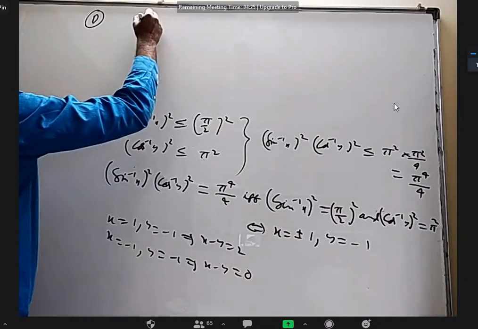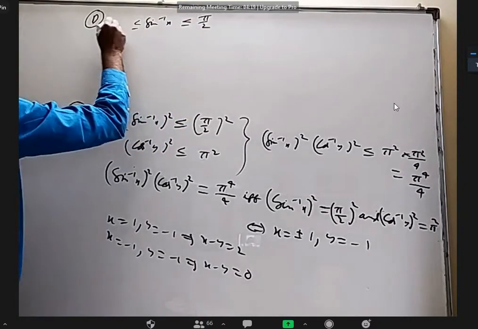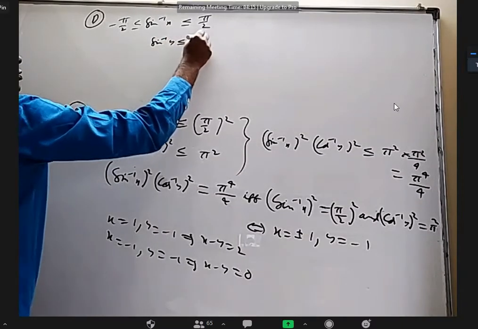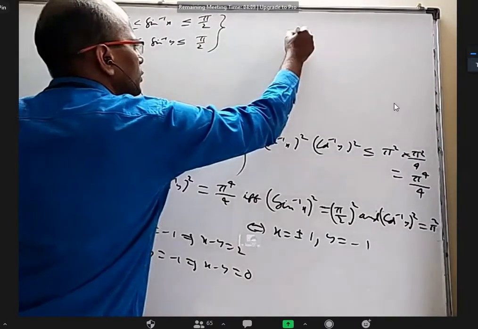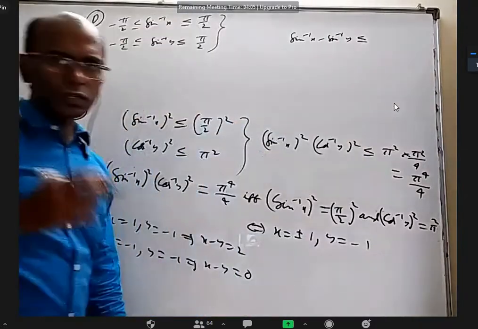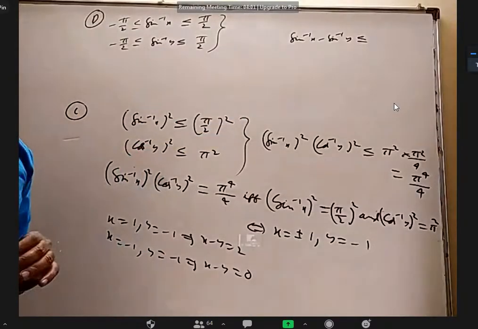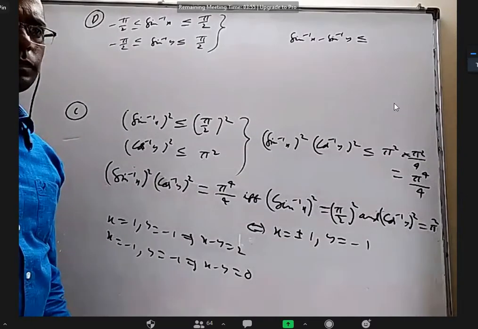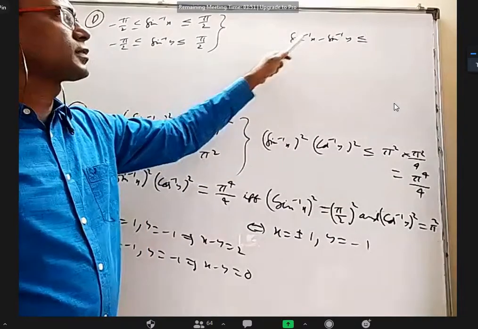Okay, coming to this, sin inverse x is between pi by 2 and minus pi by 2. Sin inverse y is also between pi by 2 and minus pi by 2. When you take sin inverse x minus sin inverse y, without the mod, anybody want to tell what is the maximum? Pi. When a difference will attain maximum when this is maximum and this is minimum.